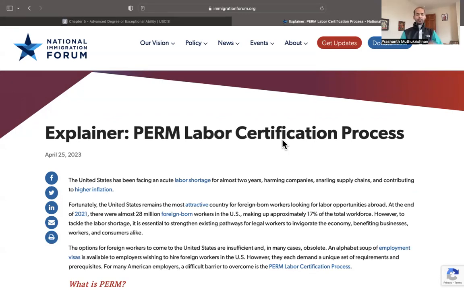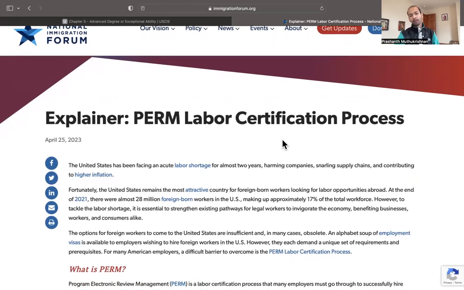Okay, so EB1 does not require the PERM labor certification process. This is only needed if your employer is filing for you. So EB1B potentially, and EB2 for sure. For EB2, out of the three types, there is one type that is the national interest waiver, which is nothing but them waiving the need for the labor certification process. Okay, so the other two, they will need labor certification.